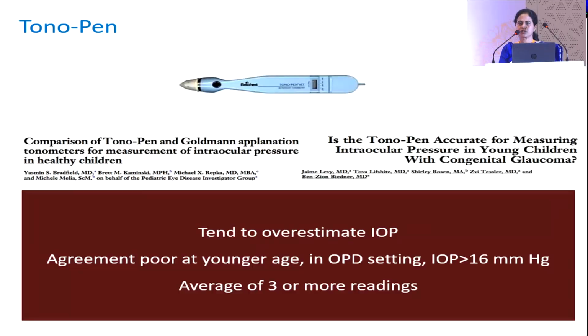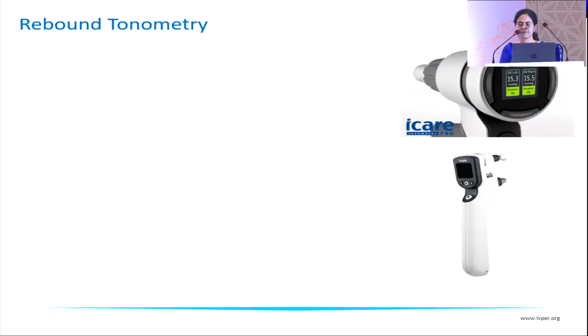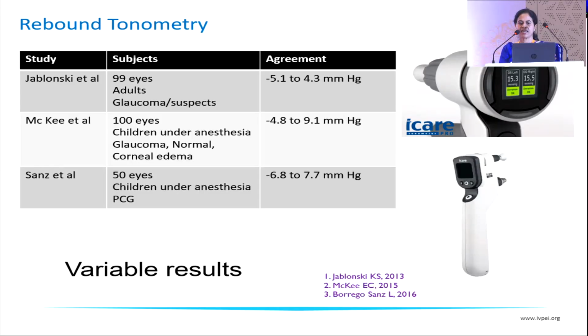If I have to use a tonometer other than the Perkins, I would use a rebound tonometer. In fact, I would say after we started using the rebound tonometer, the number of examinations under anesthesia for these kids has come down significantly. So we do it only when it is necessary or when a management decision has to be taken. And the results are variable, both under anesthesia as well as in the clinic.